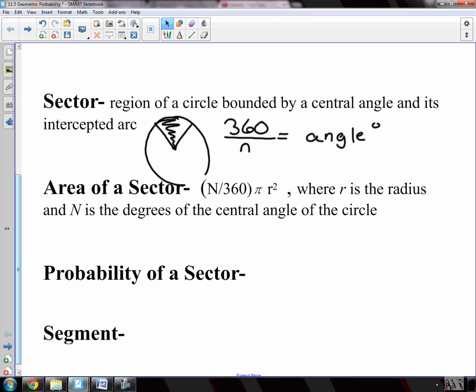The probability of a sector is really easy. You actually already calculate it when you do the area of a sector: n divided by 360. A lot of problems are going to have part 1, which deals with finding the area of the sector, and then part B or 2 of the question is going to ask for the probability. You really don't have to do any more work if you write out the formula for the first one. Just take the n over 360, and that'll be your probability of hitting that region.